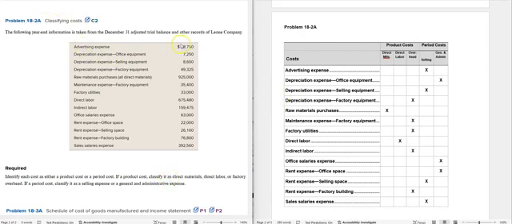So advertising expense. The reason they advertise is so that they can sell. It is not a product cost, it's going to be a period cost. So advertising expense is a period cost. We know it is not a cost of general administration, it is a cost of selling.